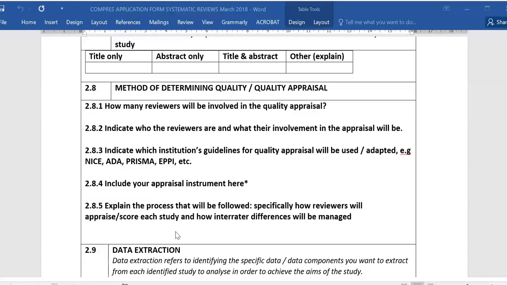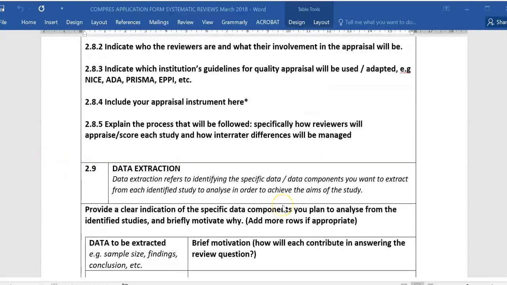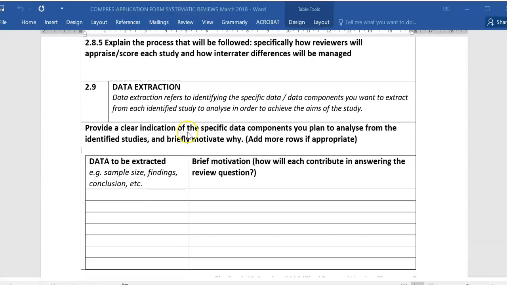And then you must have a procedure for determining how you will deal with differences between the writers on the quality of the articles. Okay, so that's like sifting. So you are checking out which articles are good enough to take further and to analyze. Then you extract the data in 2.9.